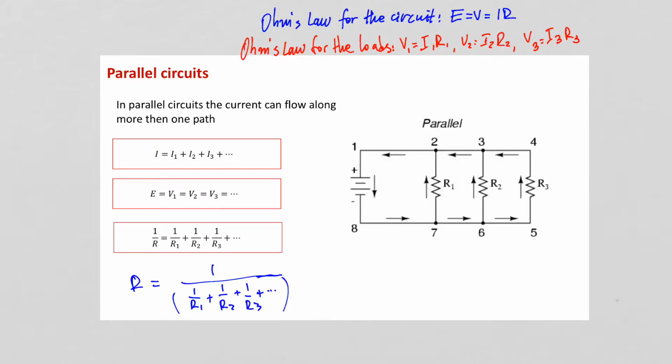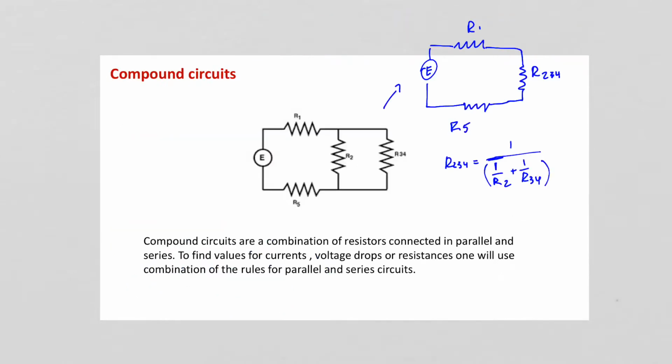And keep also in mind that the voltage drops across each resistor are equal to the potential difference applied to the circuit by the power source. Combining the two types of circuits together results in what's known as a compound circuit, or compound circuits. And this is an example of such a circuit.